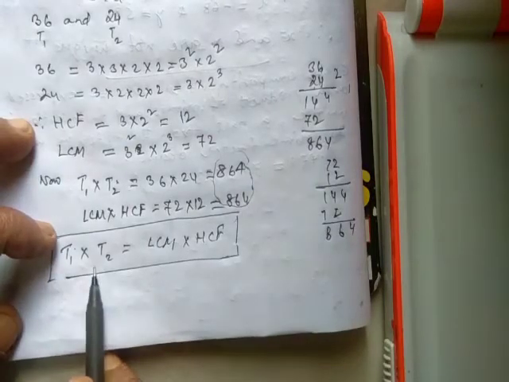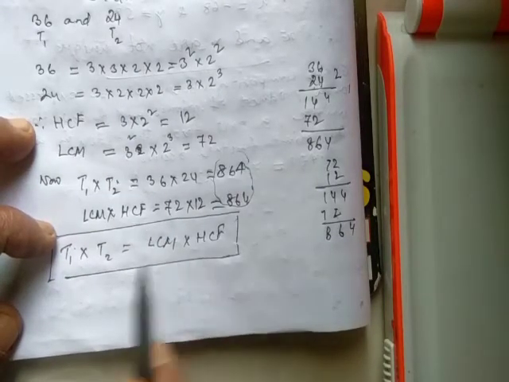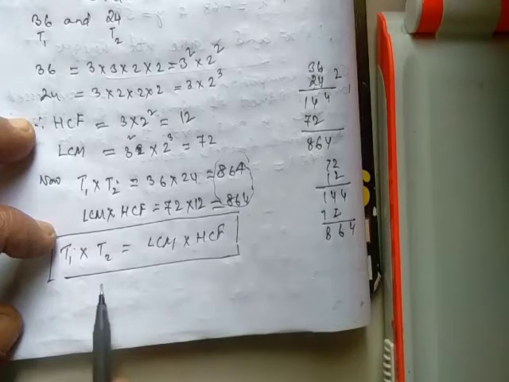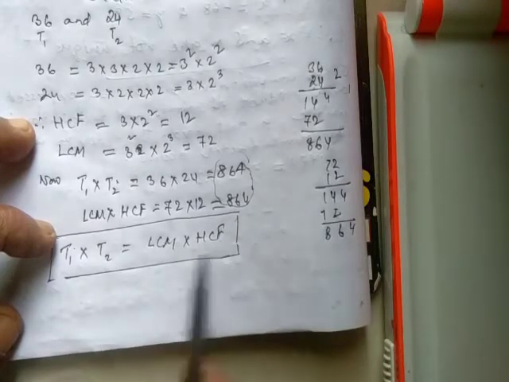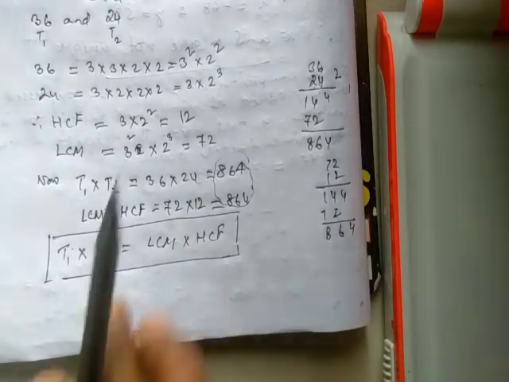So this is one formula for us. When T1, T2 and LCM are given, you can find out HCF. That is, among these four terms, if any three are given, you can find out the fourth.